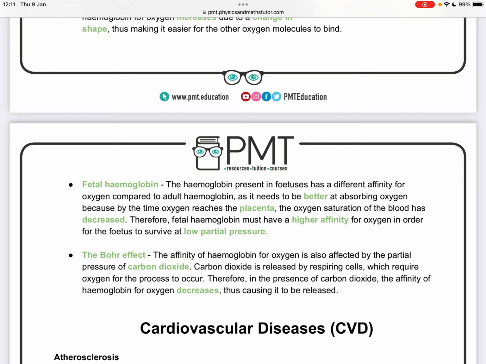Now let's just finish this part with the Bohr effect, which is the affinity of hemoglobin for oxygen, which is also affected by the partial pressure of carbon dioxide. As we mentioned, carbon dioxide is released by respiring cells, which require oxygen for the process to occur. Therefore, in the presence of carbon dioxide, the affinity of hemoglobin for oxygen decreases, thus causing it to be released.